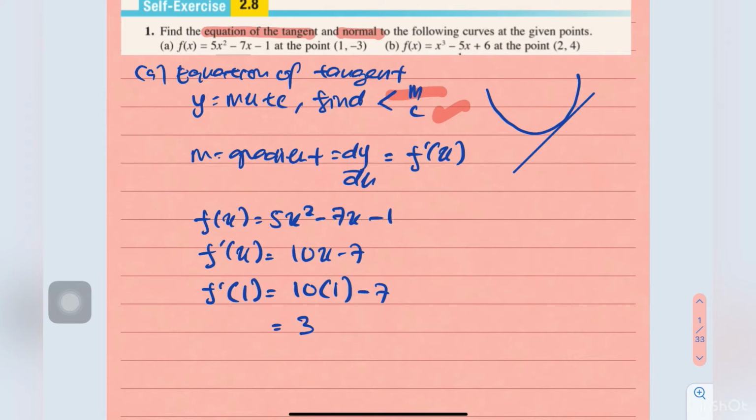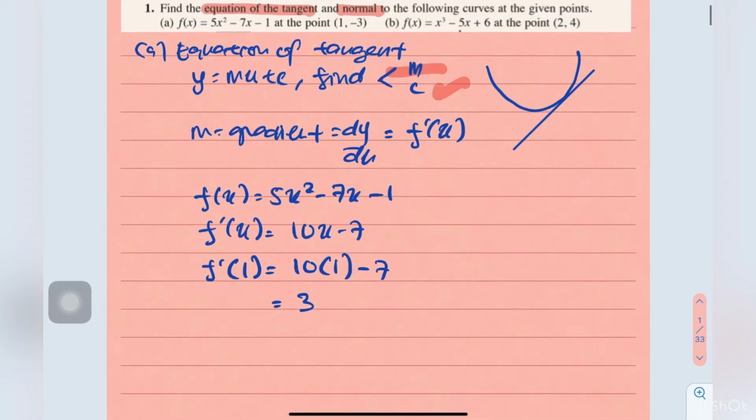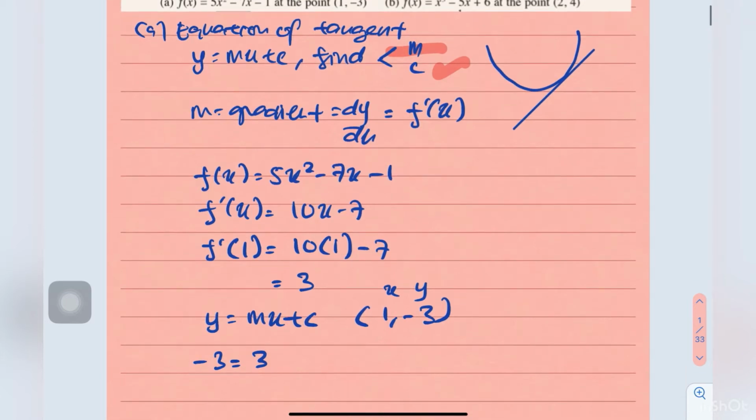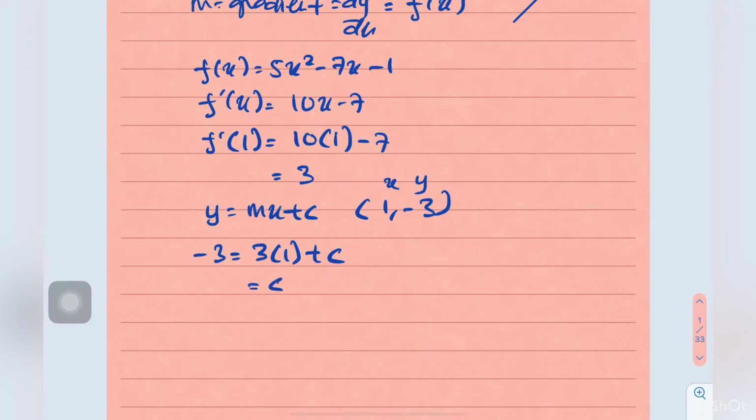Substitute into y equals mx plus c. The point is (1, -3), the coordinates x and y, so y is -3. M is the gradient, dy/dx or f prime x, which equals 3, and x is 1, plus c. Then we calculate: c equals -6. Therefore, the equation of tangent is y equals 3x minus 6.